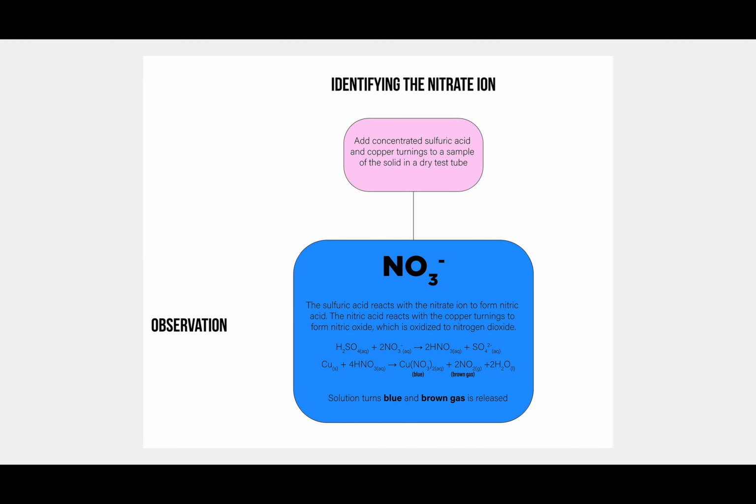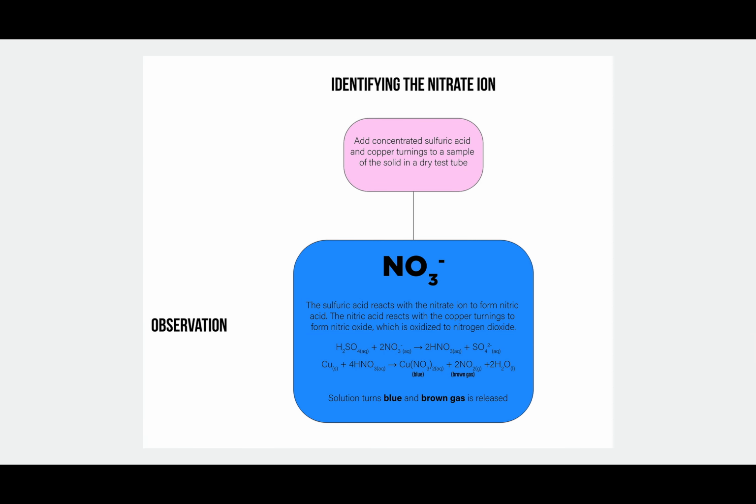Now, when reacting the nitrates with concentrated sulfuric acid and copper turnings, we must look at the fact that we get a solution that turns blue and a brown gas is evolved. What is happening? We're reacting sulfuric acid with nitrates. Sulfuric acid and nitrates will give you nitric acid and sulfates.